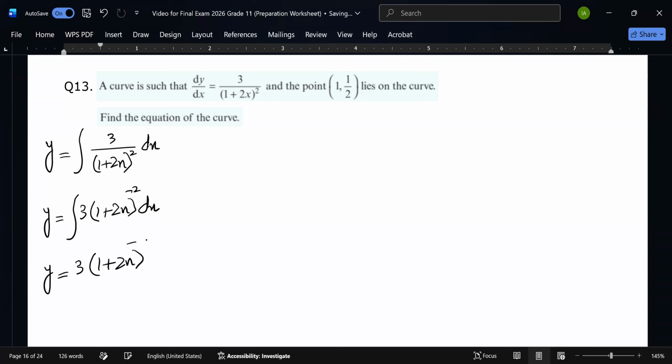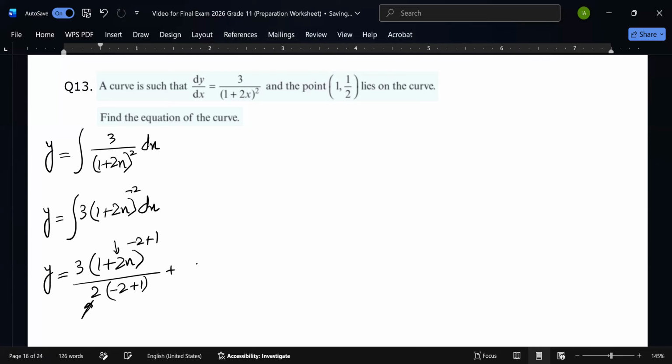We will add 1 in the power. We divide by the same power. And don't forget to multiply by the coefficient of x, which is 2. Look at there, I multiply by 2. Don't forget. And finally, yes, the constant c. You must remember the constant c in the end. Let's simplify. It's going to be y is equal to 3 times 1 plus 2x whole power minus 1 divided by minus 2 plus c.